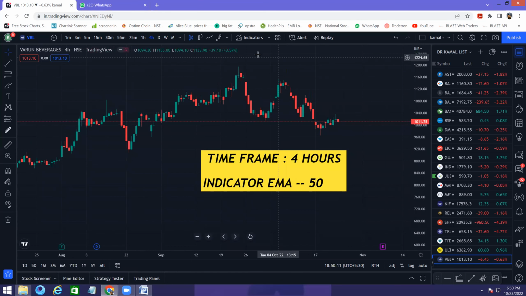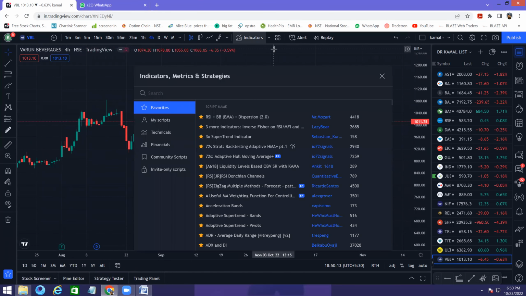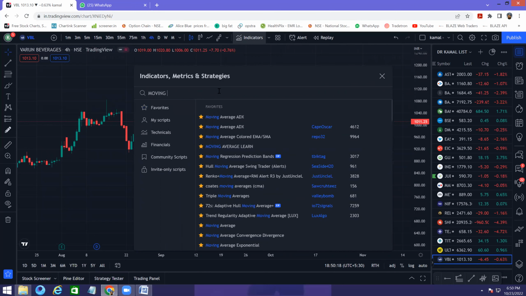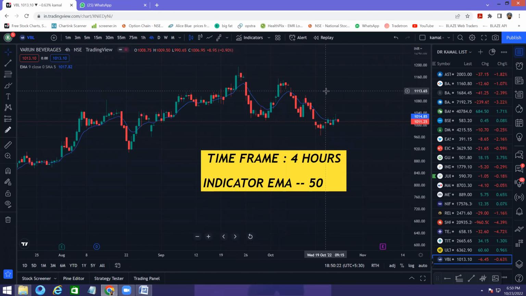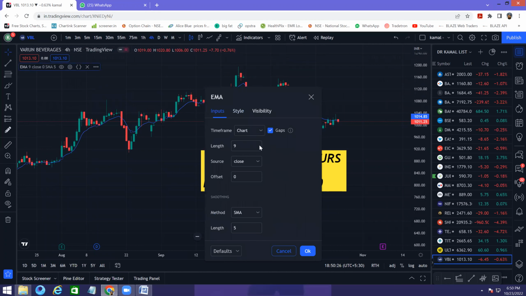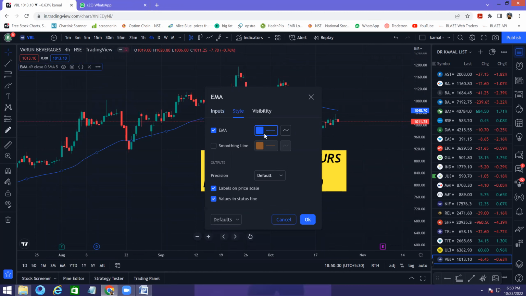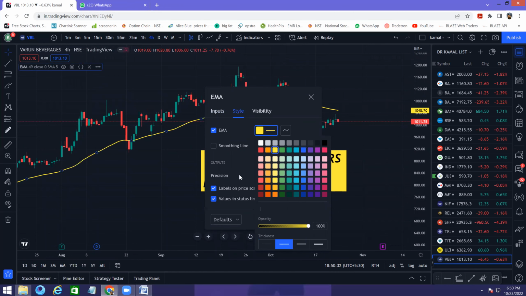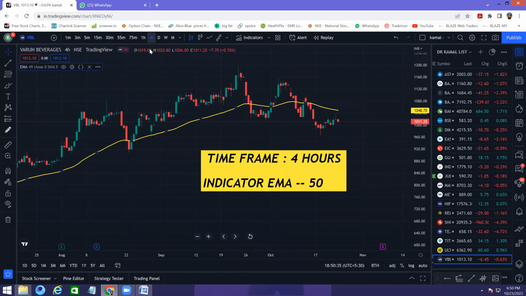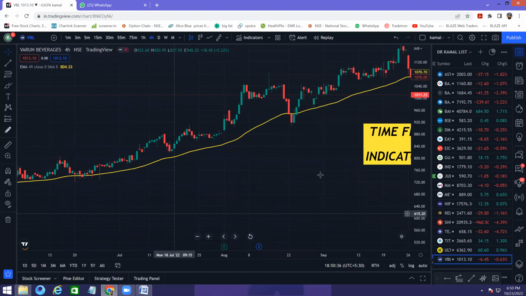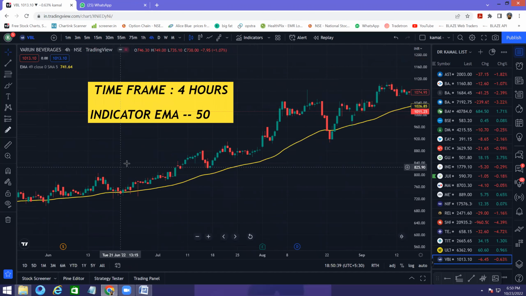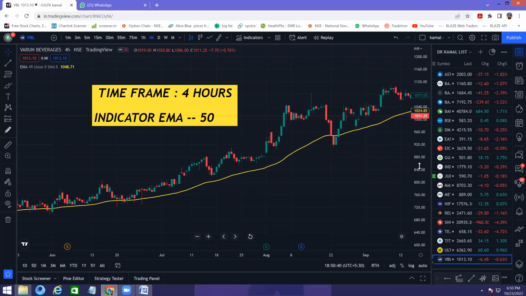This is a simple chart of Varun Beverages. This is the only stock which was in front of me when I started making this. So we go and plot an exponential moving average. The default setting in TradingView is 9. So we will change this setting to 50, and we'll change the line color to yellow. Our time frame here is 4 hours. Now let's discuss this stock very easily and what kind of return this would have given to us.